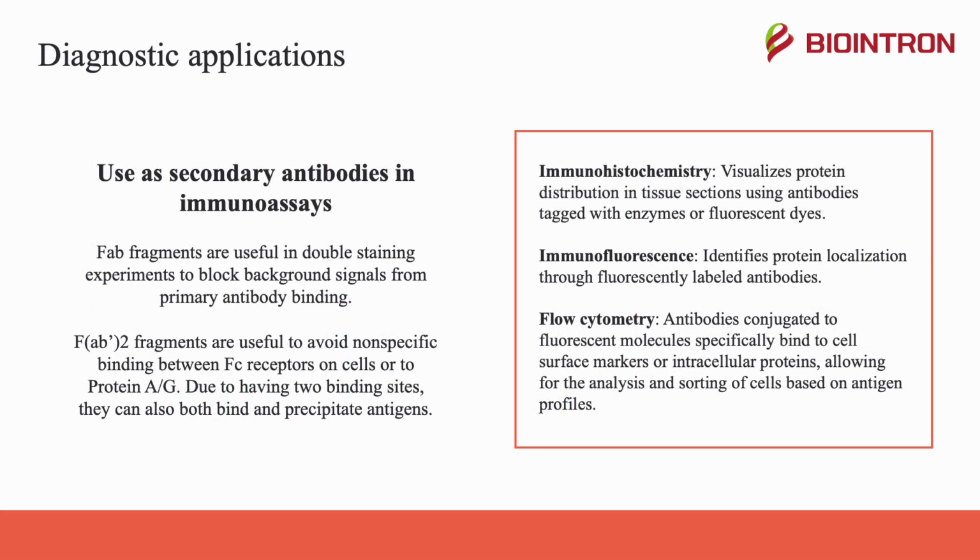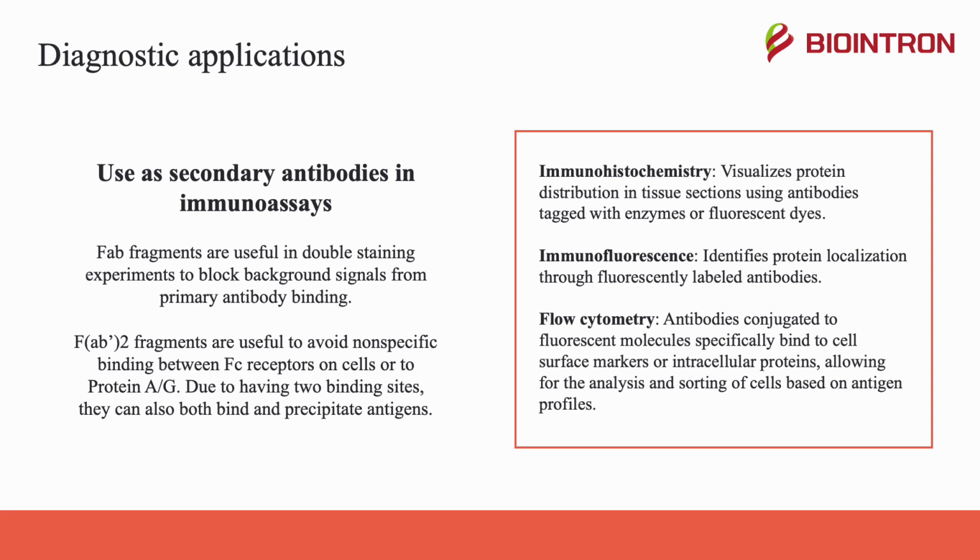Antibody fragments can be used as secondary antibodies in immunoassays for diagnostic applications. Fab fragments are particularly useful in double staining experiments as they can block background signals from primary antibody binding. Fab2 fragments are useful to avoid non-specific binding between Fc receptors on cells or to protein A or G. Due to having two binding sites, they can also bind and precipitate antigens.